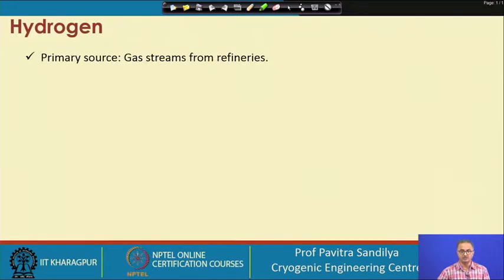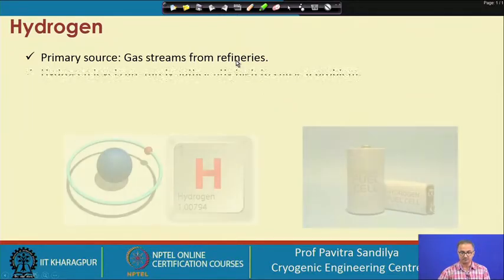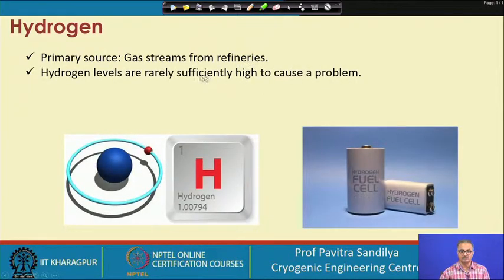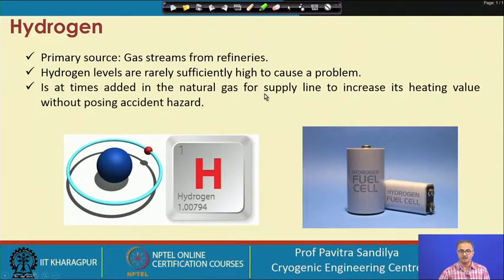Now, hydrogen: its primary source is the gas streams from refineries, and hydrogen levels are rarely high enough to cause any problem. Rather, sometimes natural gas is added with hydrogen to increase its heating value without posing any accidental hazard, and this is one use of hydrogen in the fuel cell.